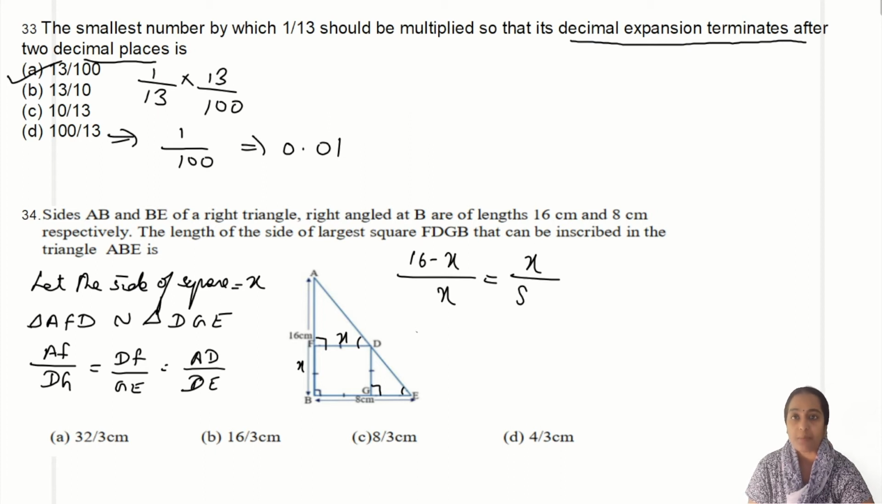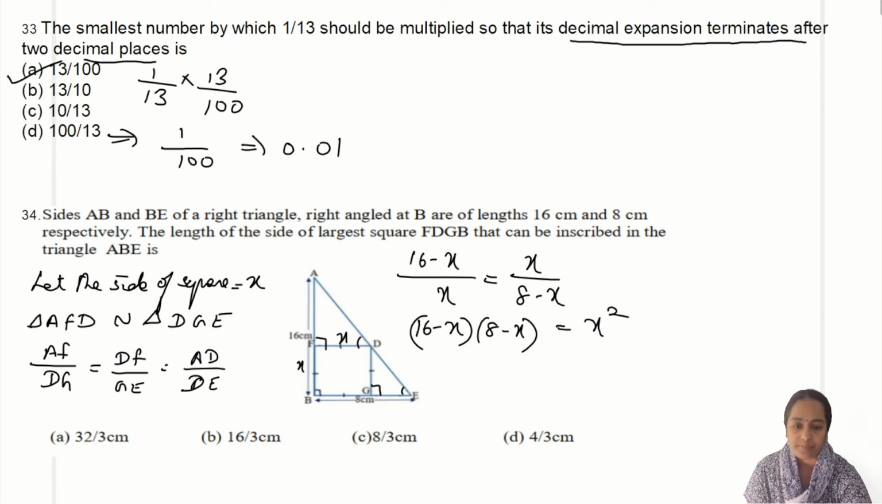So now I cross multiply and find the side of the square. Side of the square is the X, which is asked in the question. So 16 minus X multiplied with 8 minus X equals X square. When I cross multiply, I get 128 plus X square minus 8X minus 16X equals X square.